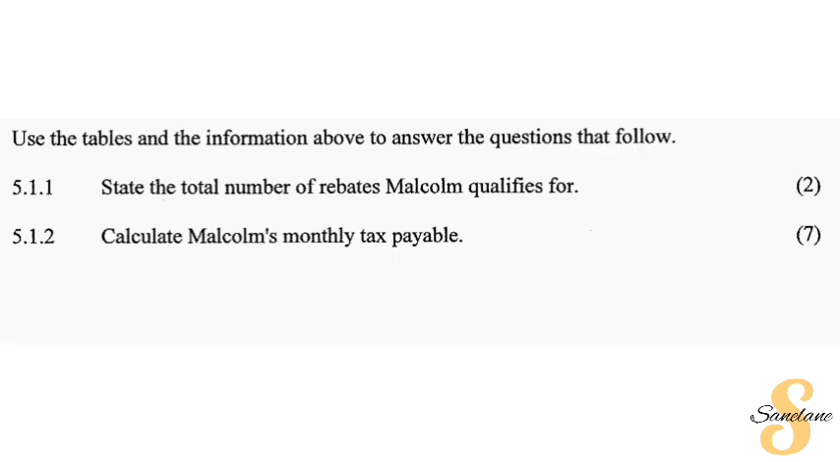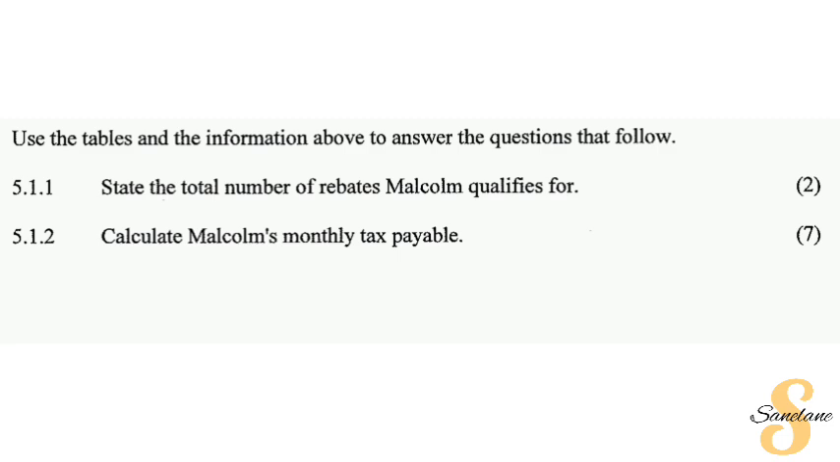The question says use the table and the information above to answer the questions that follow. 5.1.1 wants us to state the total number of rebates Malcolm qualifies for. We have already stated that he will get 2 of them, the primary one and the secondary one, for the people that are younger than 65, and also for the people that are 65 and older. So the total number is 2 rebates. If it had said state which, then that's when we would have said primary and secondary. Then the next question says calculate Malcolm's monthly tax payable.